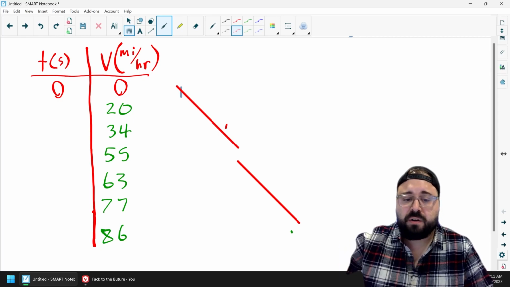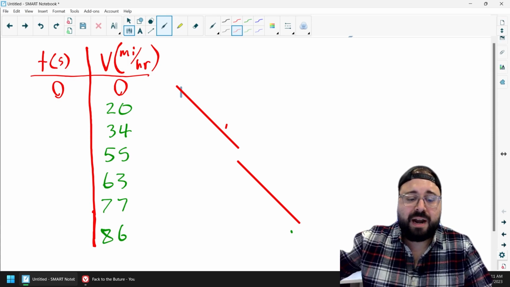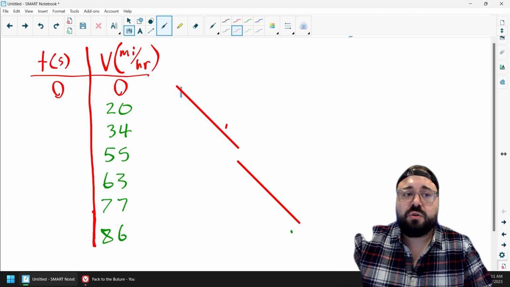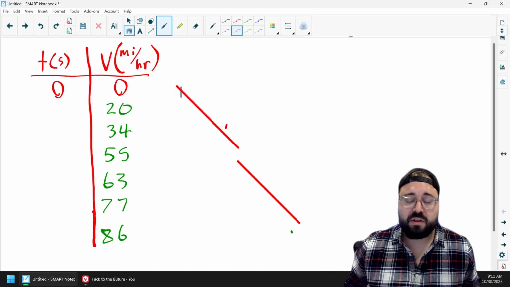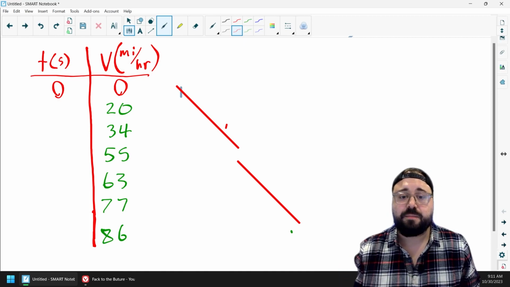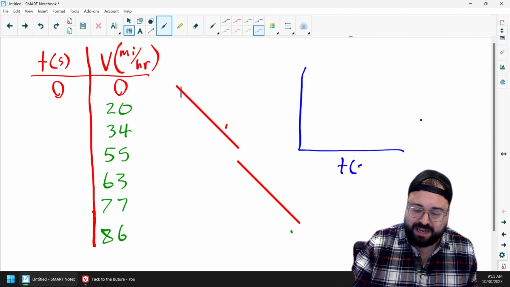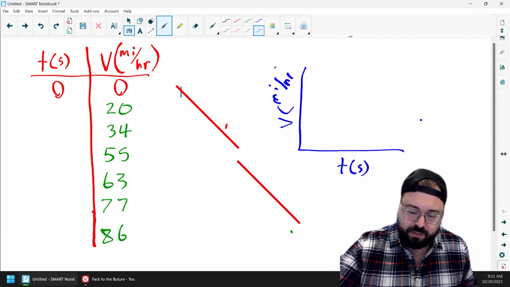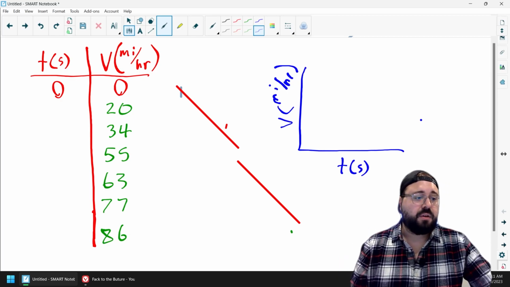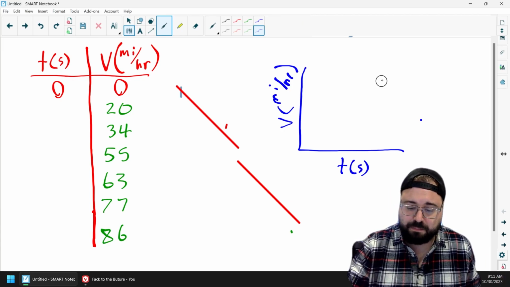So again, groups of 3 or 4, your normal lab groups that you've been using are fine. I want you to make this graph in Google Sheets. I want you to do all the things we've talked about in terms of making a good graph, right? We should have time on the x-axis, okay? So our graph should look like this. We should have time in seconds down here, and then we should have speed in miles per hour on our y-axis, okay? And we should be plotting some points out here on this graph, wherever they end up being.